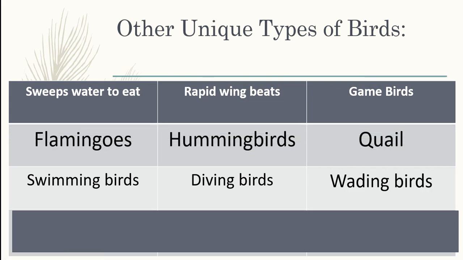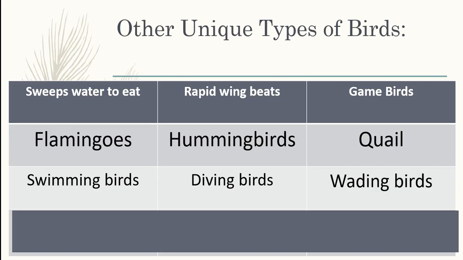So flamingos will sweep the water to eat. Rapid wing beat, I bet you got that. Hummingbirds. Quail is a game bird. So a duck would be in that as well. Some people might put geese in there with that. All I know is if you want to buy a goose for Christmas or whatever, they're very expensive. Yeah, they're quite large, yeah.